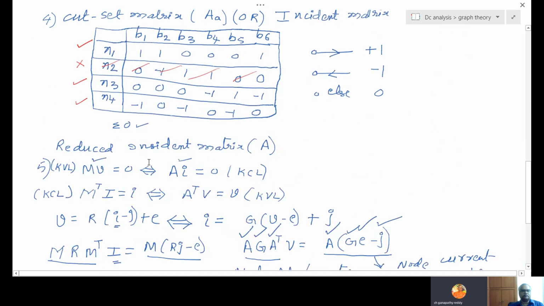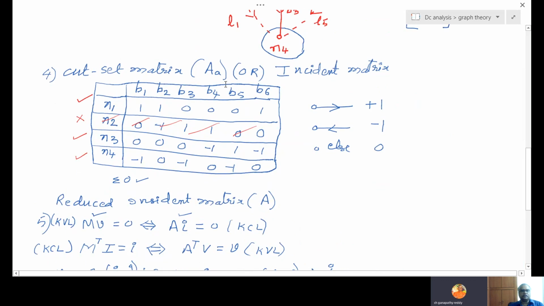This one is incident matrix. Cut set matrix or incident matrix. So if you add vertically, what is the size of this matrix? The size of this matrix is 4 by 6. In 4 by 6, what is the maximum square matrix possible? 4 by 4. So any 4 by 4 matrix determinant is compulsory 0.